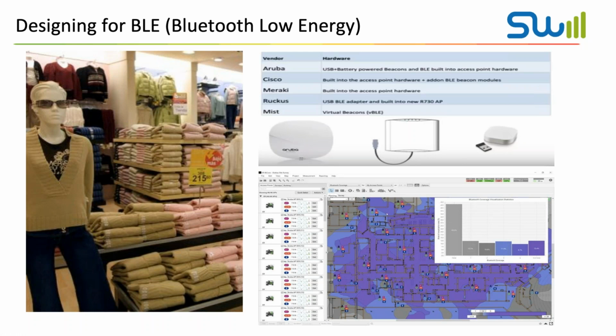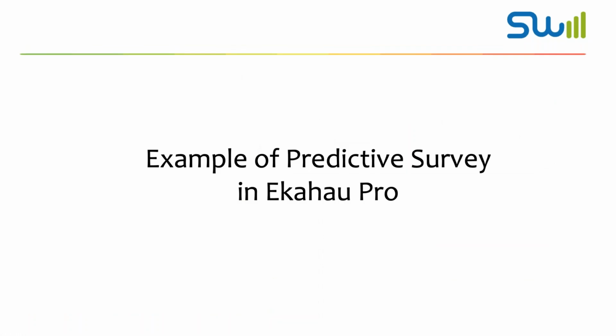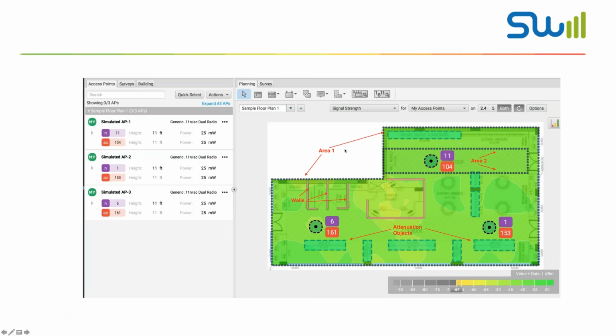So now we'll take a quick look at an example of a predictive survey in Ekahau Pro. Here's an example. In this example, we defined two areas, the overall area being area one. Area two, we defined as a high density area, with more clients in that area. So whenever you do your design, it takes that into account. And we suggested that the access point goes here, and then you can look at different things within there to see what your signal will be like.